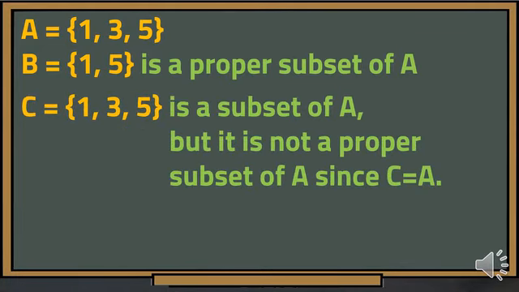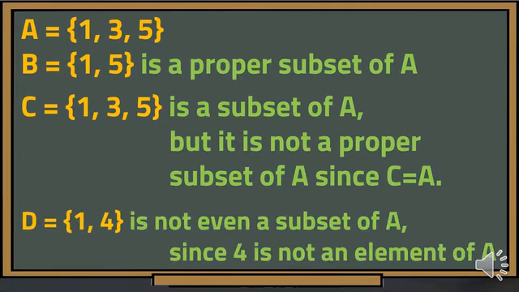C, which contains 1, 3, and 5, is a subset of A. But it is not a proper subset of A since C is equal to A. Again, if the two sets are equal, they are subsets of each other. And D, which contains 1 and 4, is not even a subset of A since the element 4 is not found in set A.